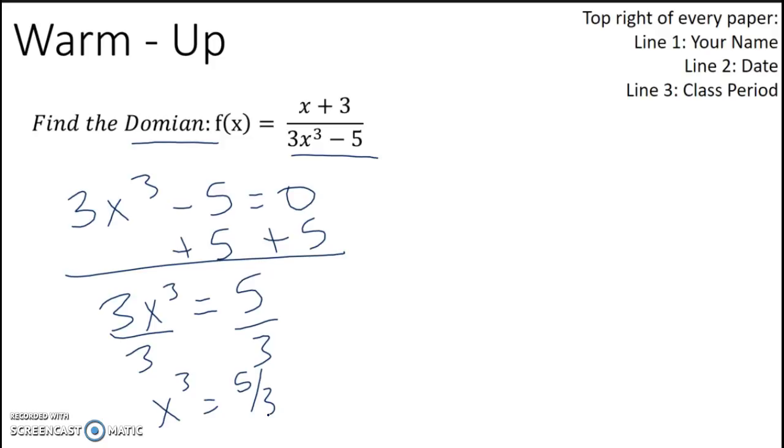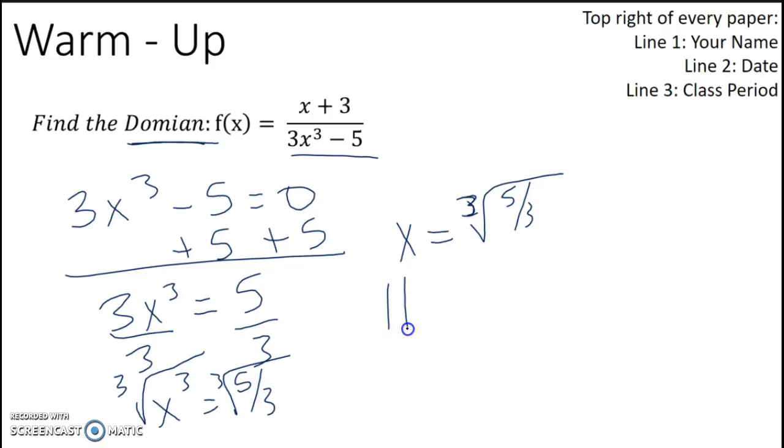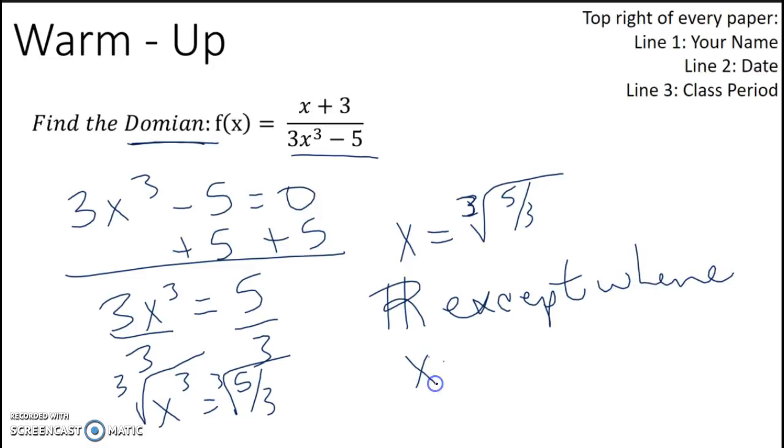Now to undo the cube, I have to take the cube root of both sides of the equation. So x is the cube root of 5/3. Remember, because this is a domain restriction, this is where I would have an undefined graph. So my domain is all real numbers except where x equals the cube root of 5, whoops, messed it up, thirds. That's a 5.